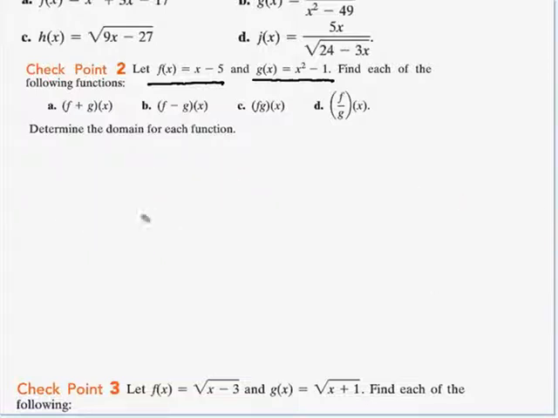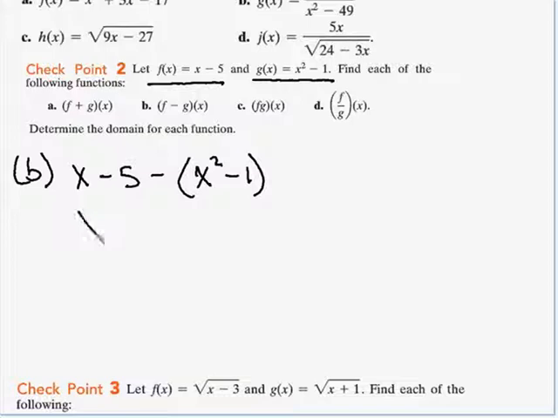Letter B, same functions, but now we are subtracting. So f of x minus g of x will be x minus 5 minus, don't forget this is a quantity, minus the quantity x squared minus 1. Okay, distribute the negative before we can simplify. And let's collect our like terms. Negative x squared plus x minus 4. All right, again, domain would be all real numbers.